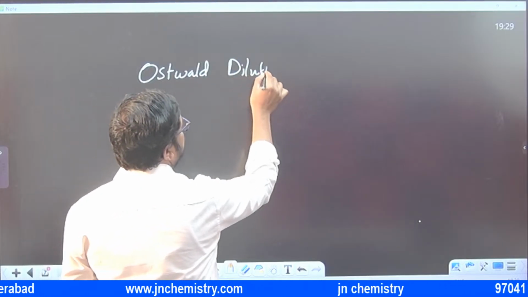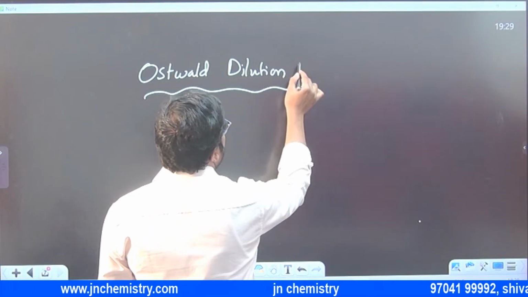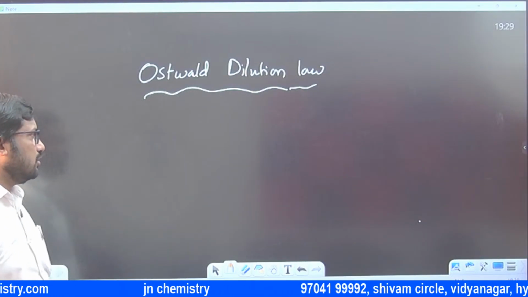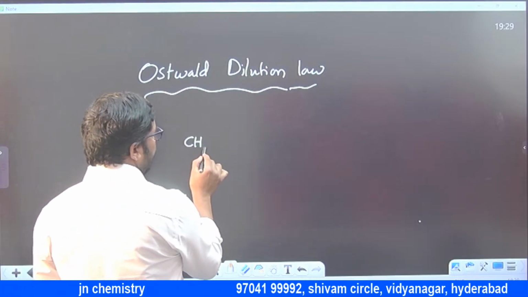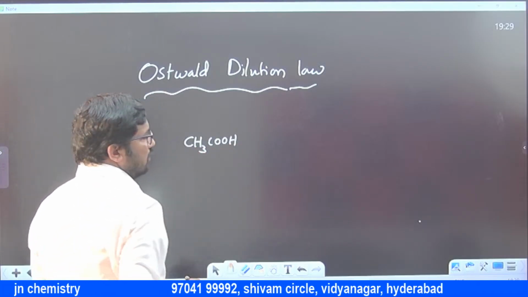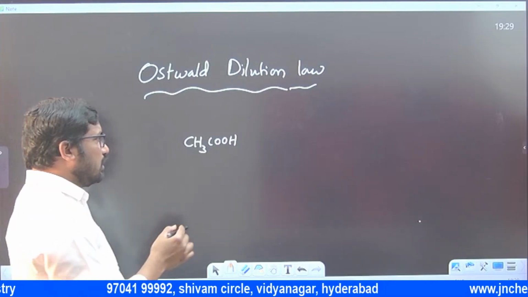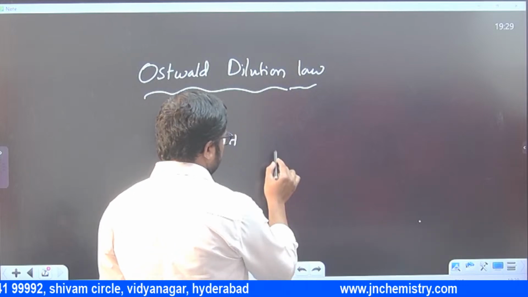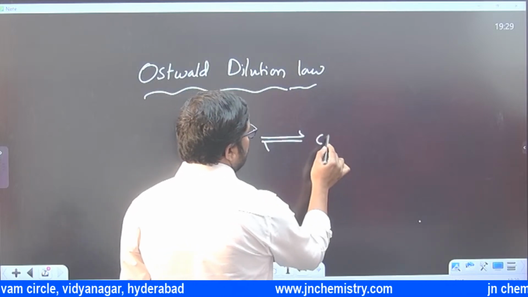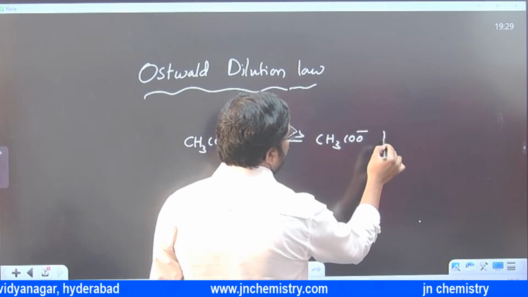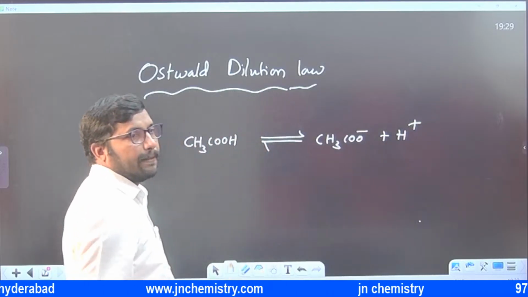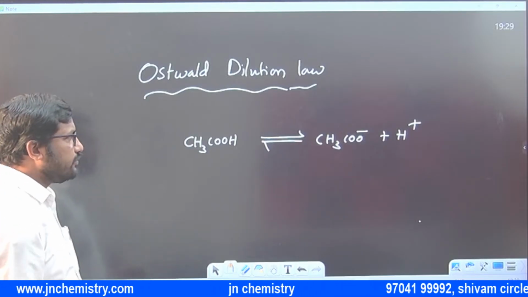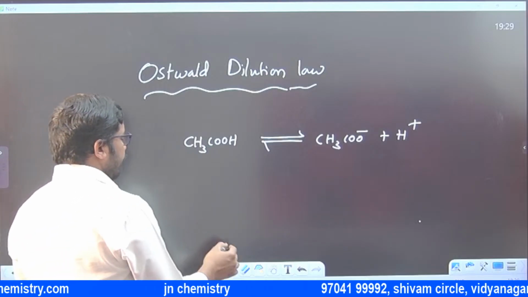Ostwald dilution. For example, weak acid. If it undergoes hydrolysis or dissociation, directly I am writing the dissociation. For example, CH3COO minus, H plus. Of course, for dilution law we need to add water, so water will be in excess.